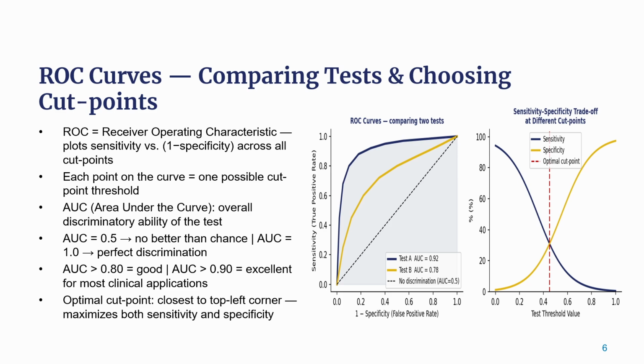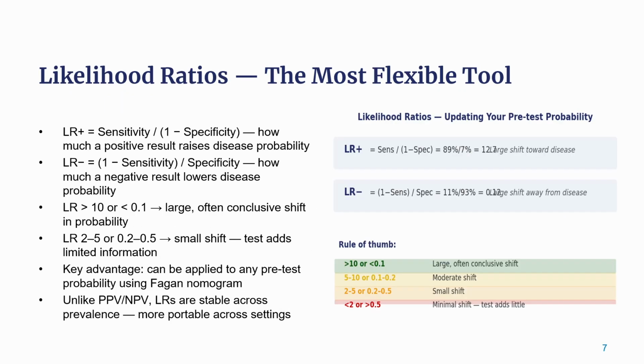If missing disease is catastrophic, shift toward higher sensitivity, even at the cost of specificity. If false positives are costly or harmful, shift toward higher specificity. Likelihood ratios are the most clinically flexible diagnostic metric, and they're underused in veterinary medicine.